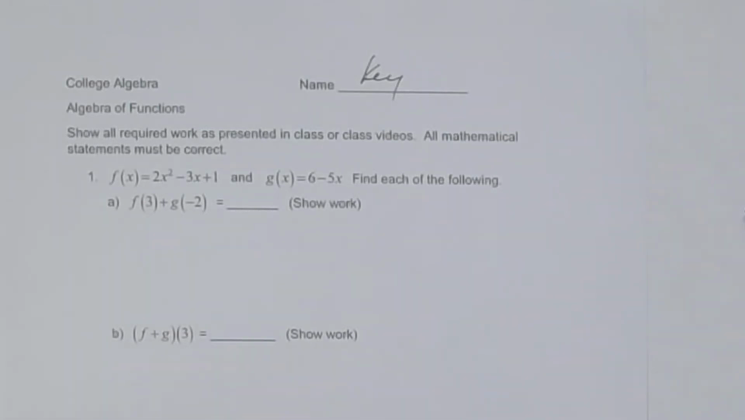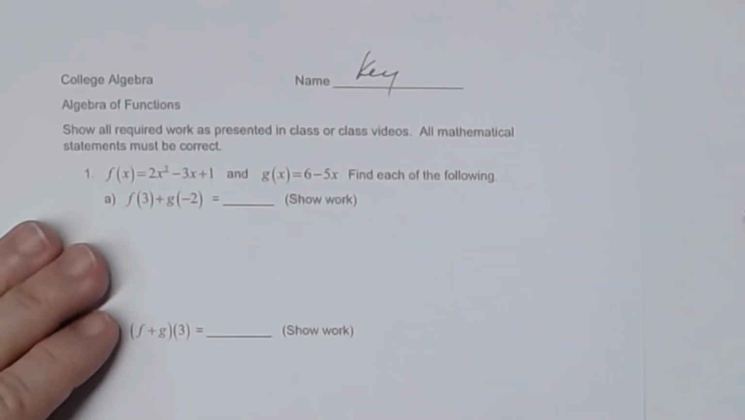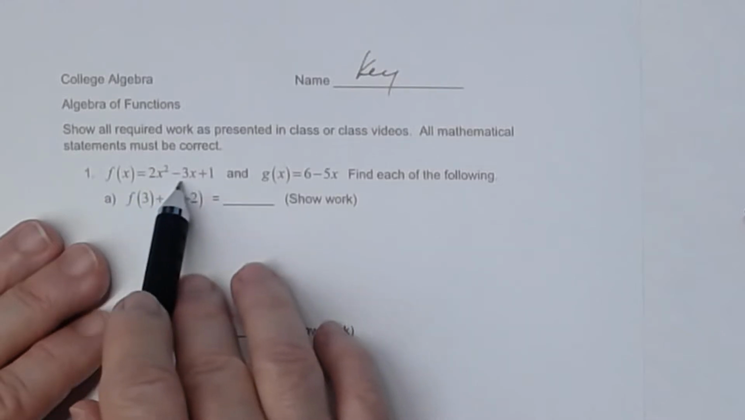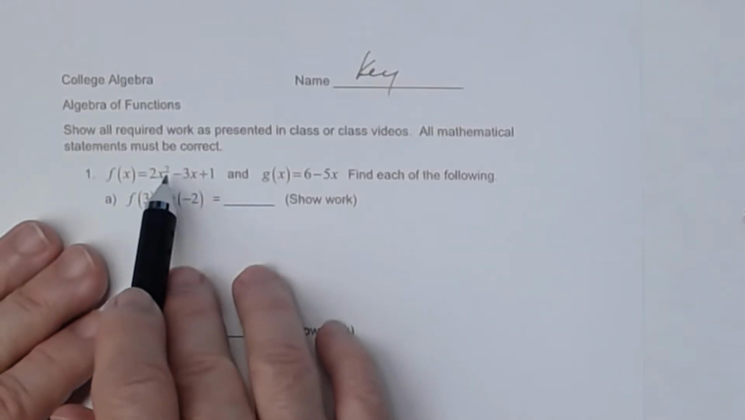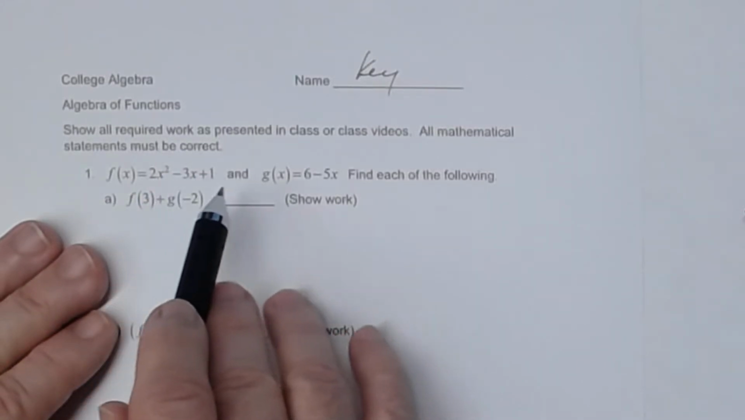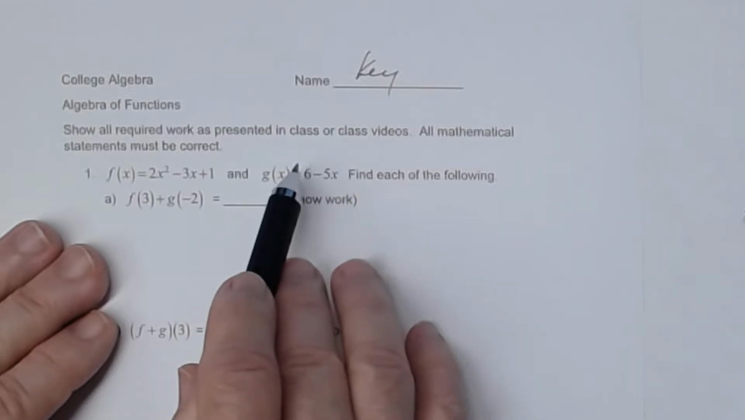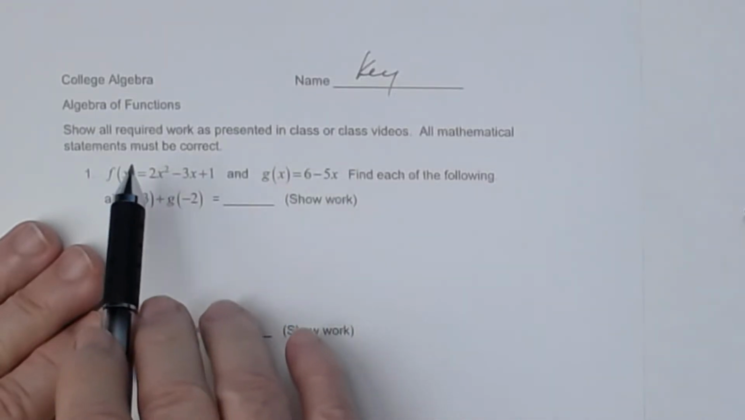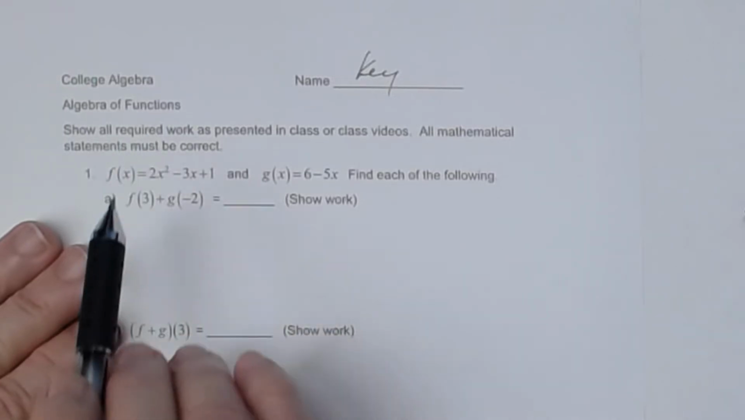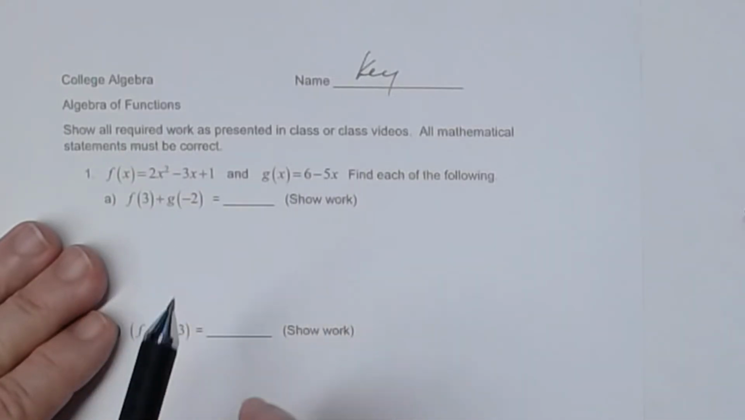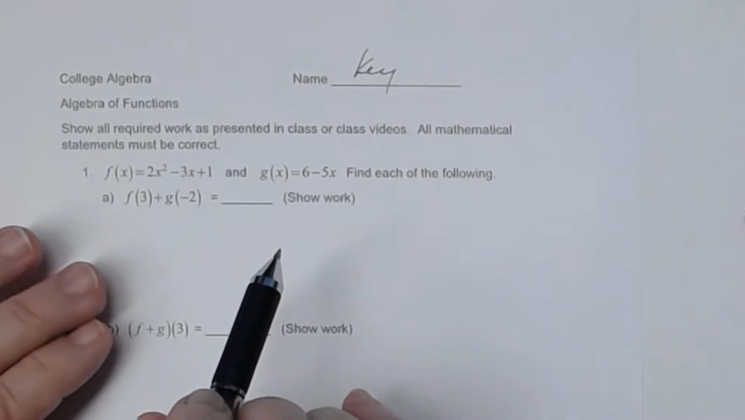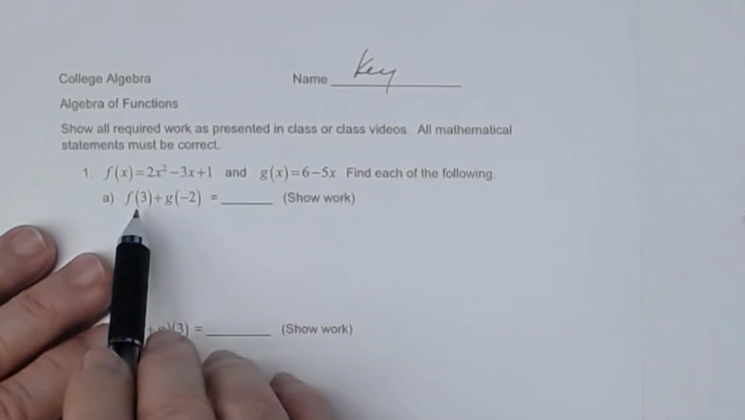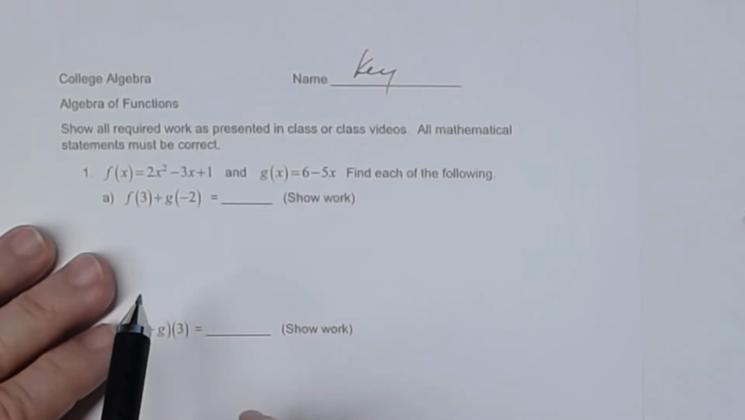All right, so this is the key to the worksheet on the algebra of functions. So number one, you're given function f of x here, which is a quadratic function, 2x squared minus 3x plus 1. And g of x is this linear function, 6 minus 5x. Notice though it does say show all required work and all mathematical statements must be correct. And so you want to find f of 3 plus g of negative 2.